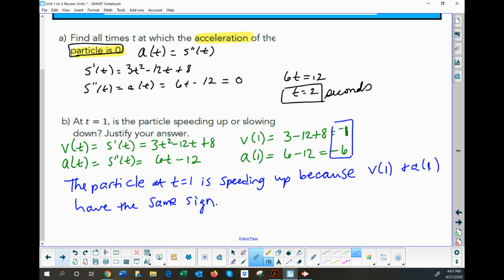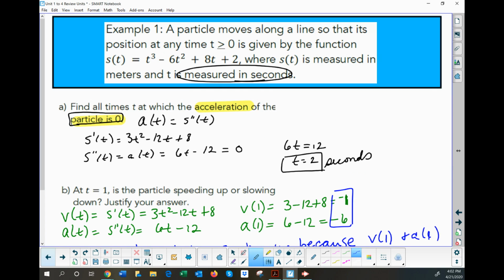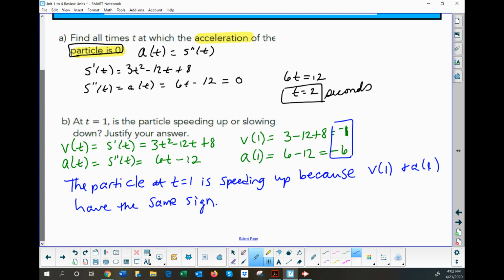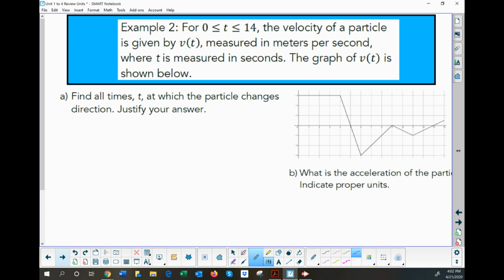All right, moving on to part C. I think there's a part C. Nope, I'm sorry, there's just 2 parts. Okay, next problem then. On to example 2.